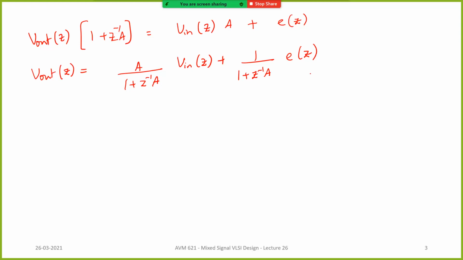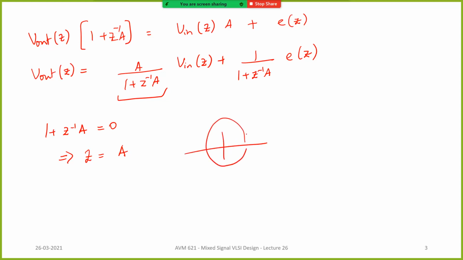Now, even before we look at that, let's look at this particular transfer function. Where is the pole of the transfer function? You said 1 plus Z inverse A equal to 0. So where is your pole located? It is located at Z equal to A, correct? So in the Z domain, you have your unit circle. Does anybody remember what is the condition for stability?